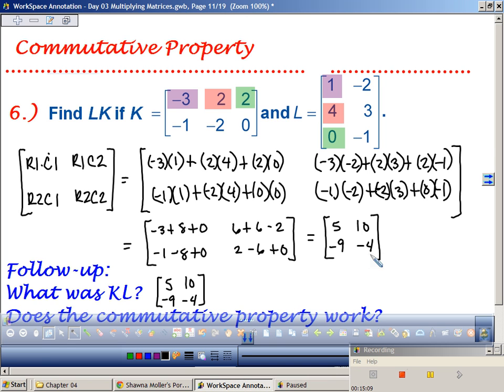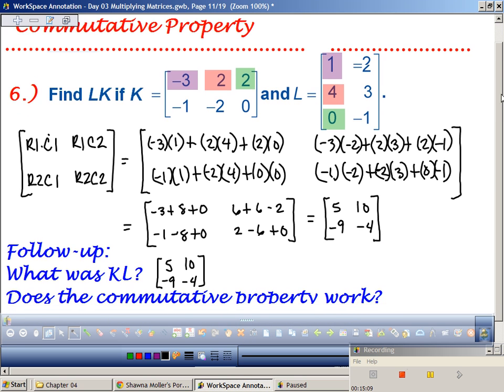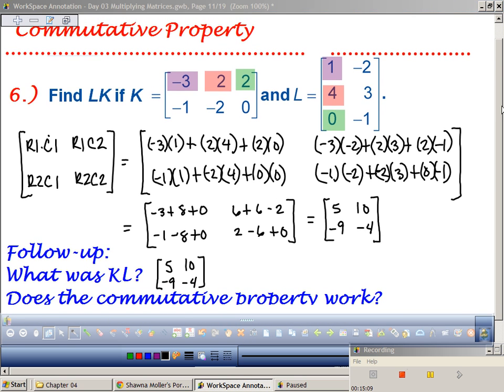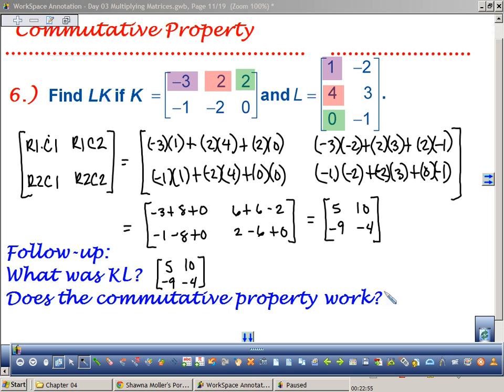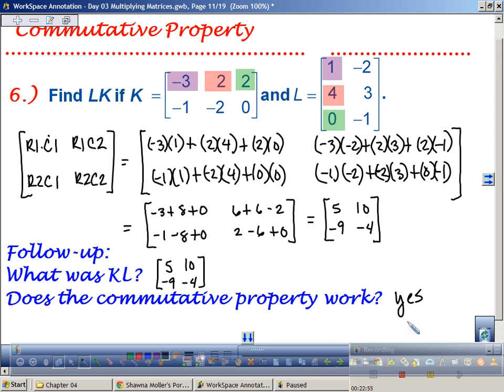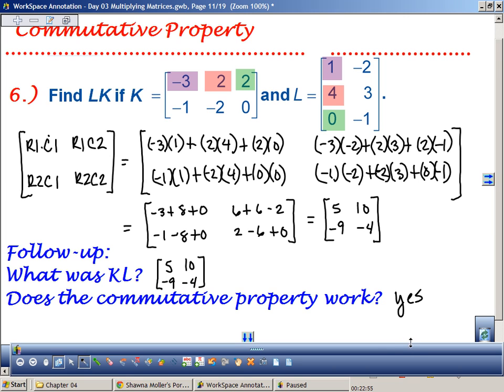So is it commutative? Does the commutative property work? Yeah. Okay, so we just figured out that the commutative property does work, yes. In your homework, you've got to find out if associative property works and distributive property works. There's only 4 problems like that, okay?